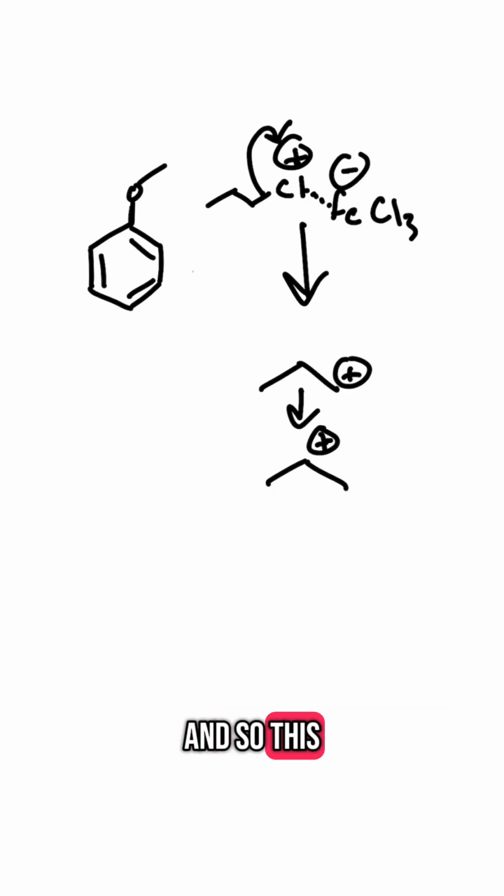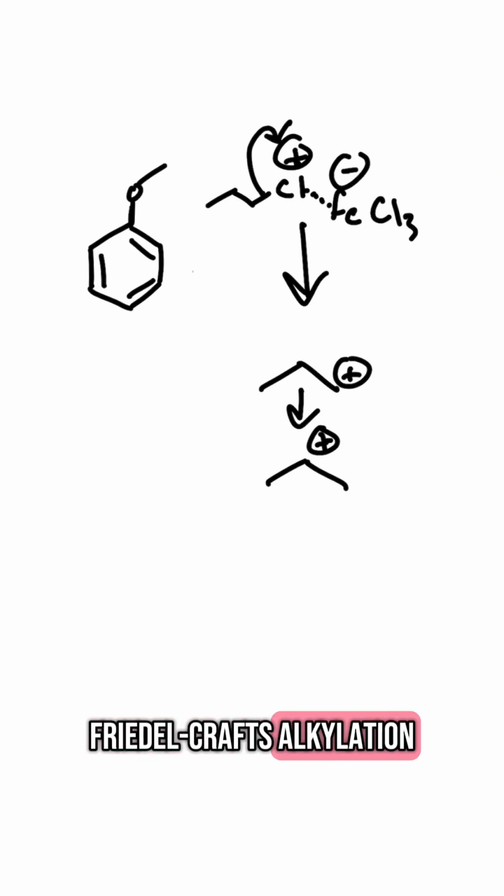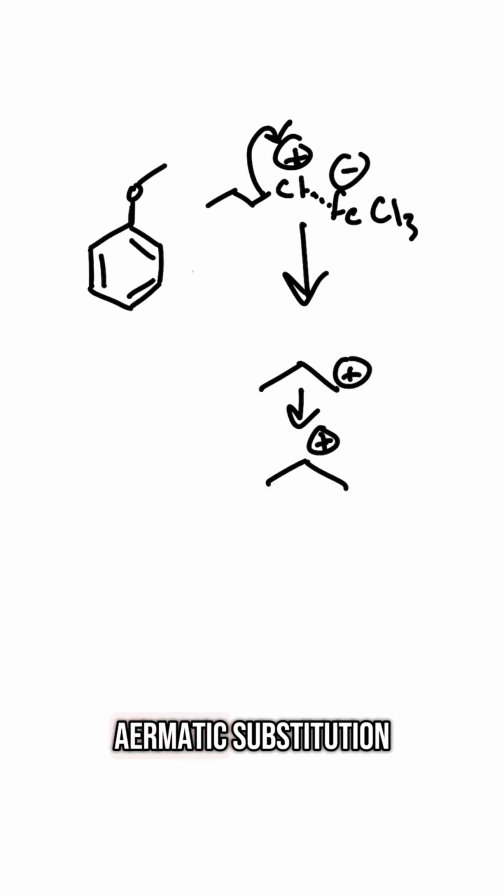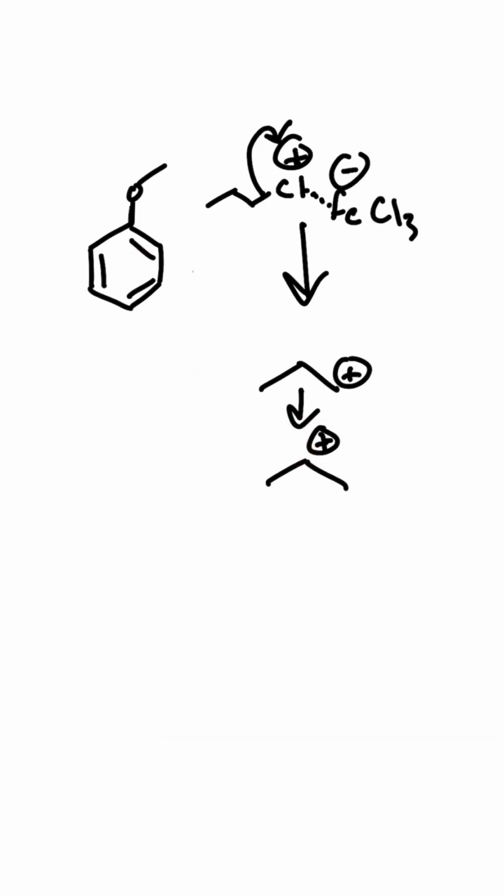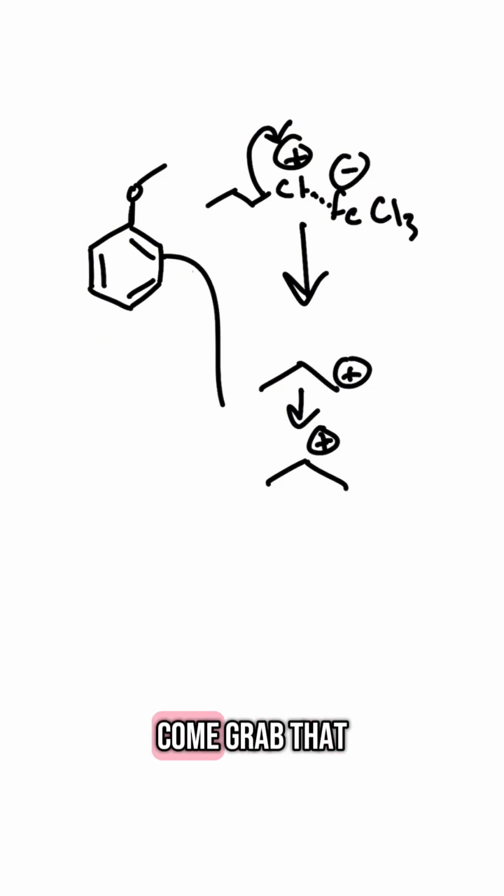And so this is then what our EAS is performed on. Friedel-Crafts alkylation is a type of electrophilic aromatic substitution. It's going to come in there and grab that. The only thing we have left to figure out is where is this going to end up on this ring?